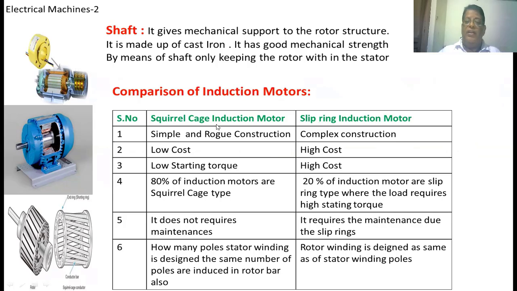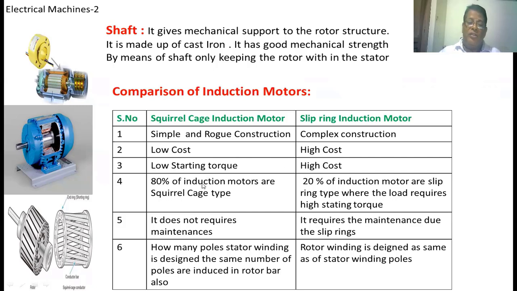These are the different points when you compare the squirrel cage induction motor and slip ring induction motor. Squirrel cage rotor is very simple and rugged in construction, low cost, low starting torque. Slip ring induction motor has a complex construction, high cost. Slip ring induction motor has a high starting torque because through the slip rings you can add external resistance to the rotor circuit so that the starting torque of the induction motor will be improved.